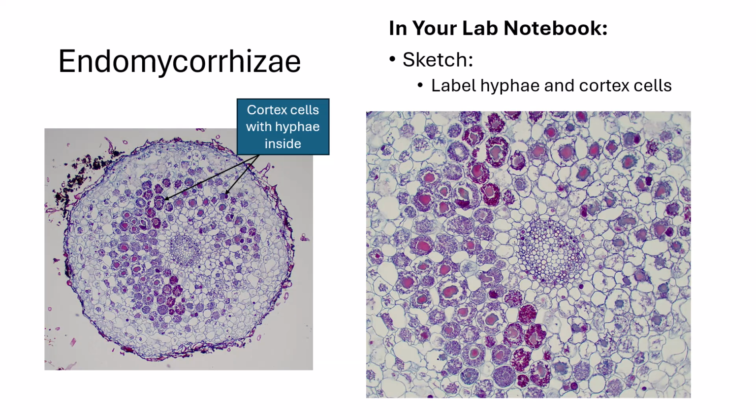Now examine the prepared slide of endomycorrhizae. Under low power, check whether you see fungal structures on the root's outer surface. Under high power, look carefully to see whether hyphae are present between cortex cells and inside the cells. Estimate how much of the cell's cytoplasm is filled with fungal hyphae. Sketch this association in your notebook and label the hyphae and the cortex cells.